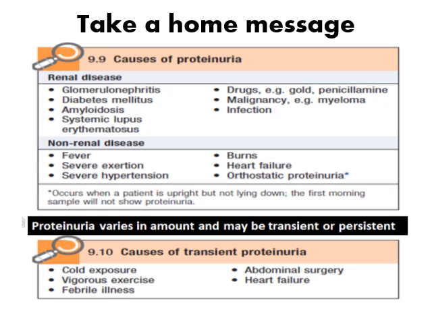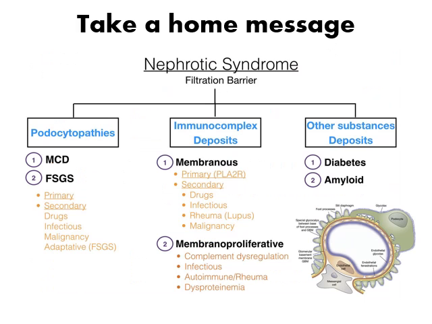Proteinuria is not necessarily caused by renal disease. It can be caused by renal or extrarenal disease, and sometimes it can be transient in origin, like in cases of cold exposure and vigorous exercise. Pathologically, nephrotic syndrome can result from podocytopathy, like minimal change disease or focal segmental glomerulosclerosis. It can result from immune complex deposit, like membranous or membranoproliferative GN, or other deposits like in diabetes or amyloidosis.